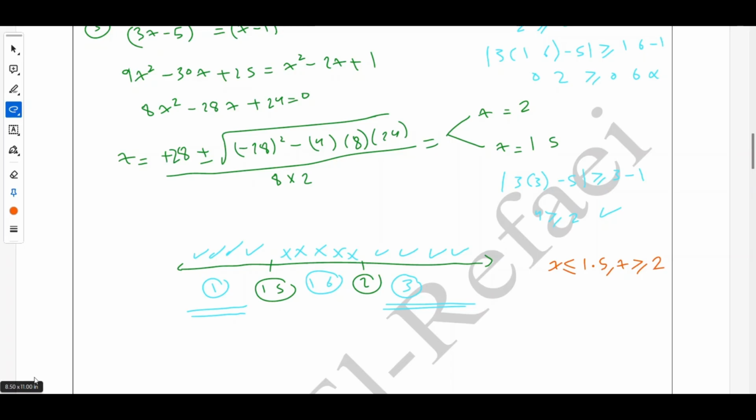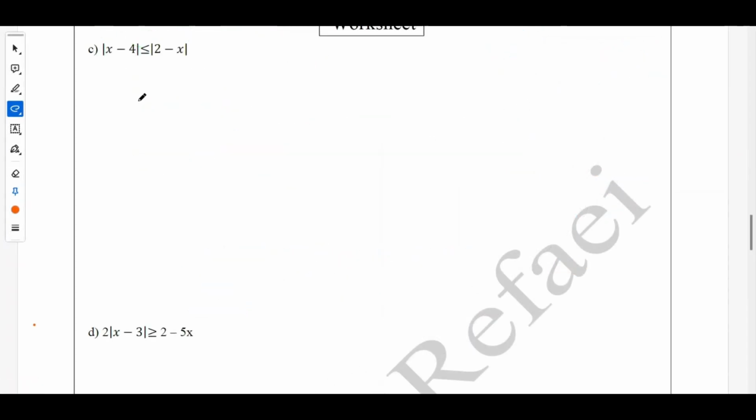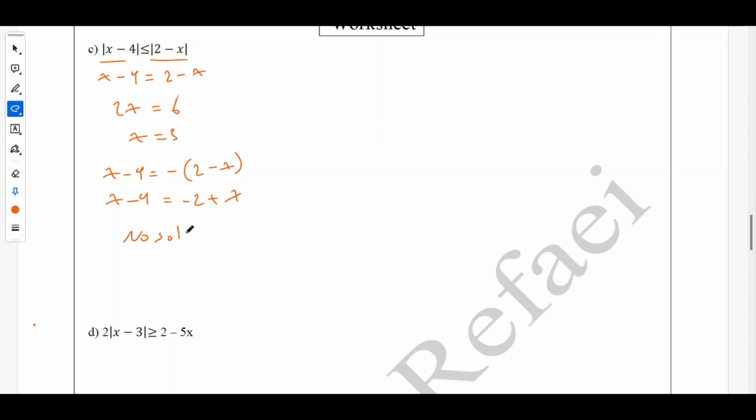Another example. I'm going to use a change in sign, for example: x minus 4 equals 2 minus x. I'm going to consider it as an equation to find where the two modulus functions intersect. 2x equals 6, so x equals 3. Then x minus 4 equals negative 2 minus x, so x minus 4 equals negative 2 plus x. So I have no solution.